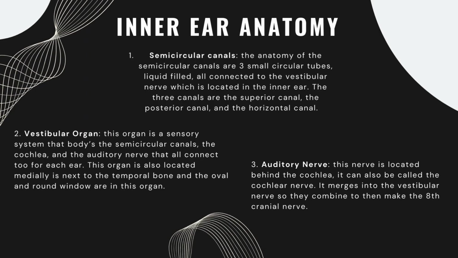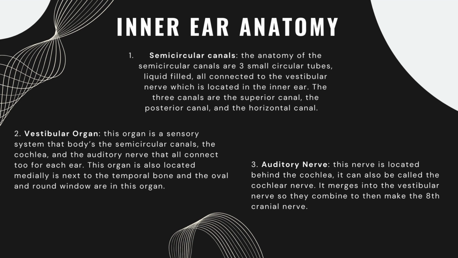Inner ear anatomy. Semicircular canals. The anatomy of the semicircular canals are three small circular tubes, liquid-filled, and they're all connected to the vestibular nerve, which is located in the inner ear. The three canals are the superior canal, the posterior canal, and the horizontal canal.